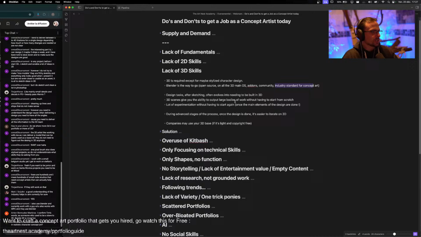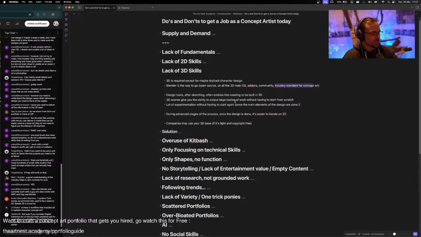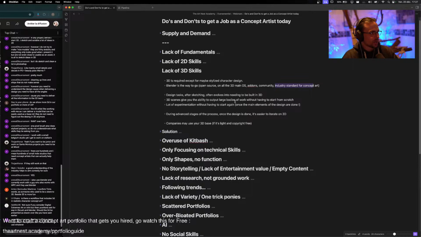Is there a workflow that includes 3D in realistic character concept art, especially for sci-fi characters with a lot of hard surface? Think Halo, Destiny, The Division.